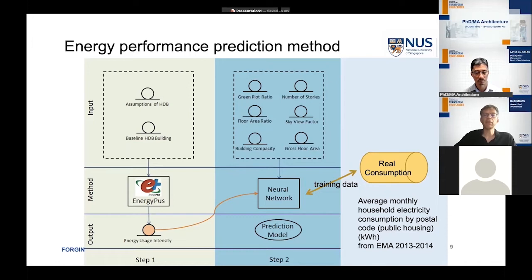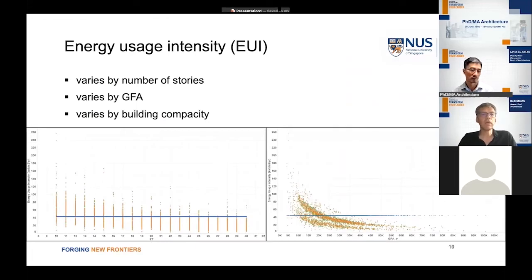And obviously, he looked at a number of parameters that seemed important from literature, including the number of stories of a building, the green plot ratio, the floor area ratio, the sky view factor, the gross floor area, and the building capacity. And so this neural network was then comparing these data and trying to figure out how this real consumption data relates to these 6 parameters. And the result was that 3 parameters stood out as being much more important than the others.